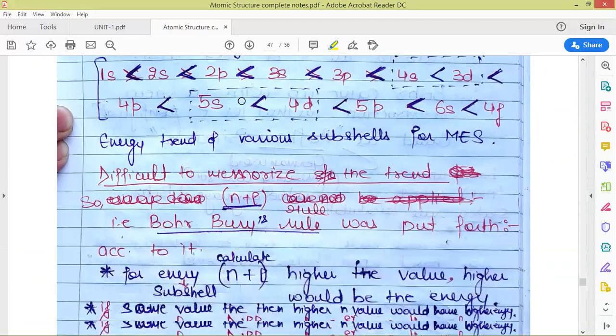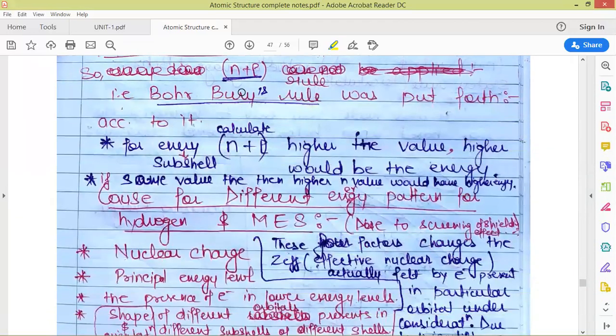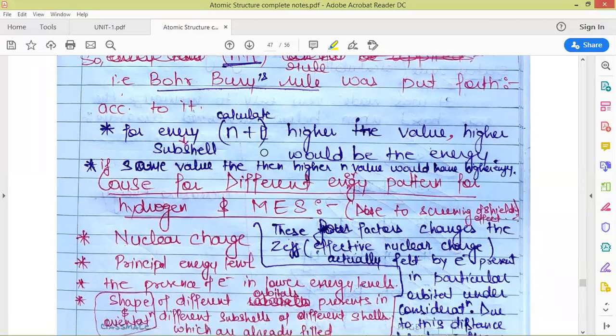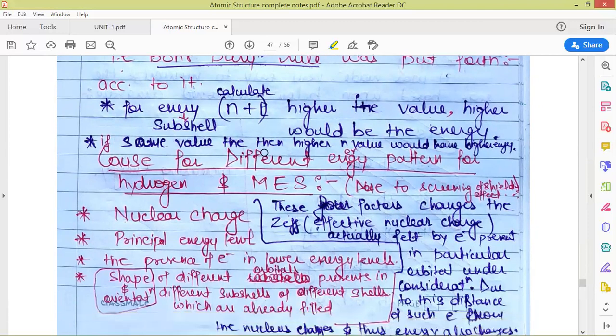So this problem was further solved by Bohr-Bury in his n plus L rule, which is also called the n plus L rule. So based upon this, the order of energy levels was explained. If we want to compare any two orbitals based upon the n plus L value, we can arrange them in a particular energy order.